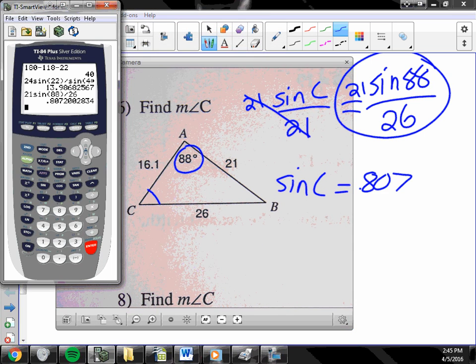So how do I find C? Invert the sine. Now, why is this a good number? Why is 0.8 a good number for the sine of C to equal?